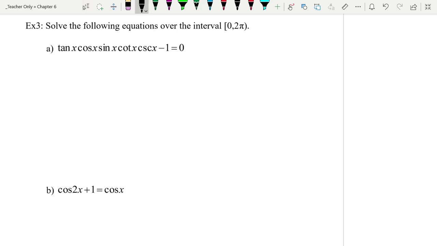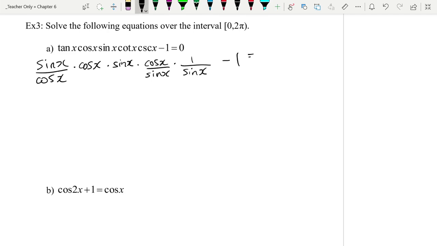So tangent is sine over cos times cosine times sine, and cotangent is cos over sine, and cosecant is 1 over sine, and all that minus 1 is equal to 0.